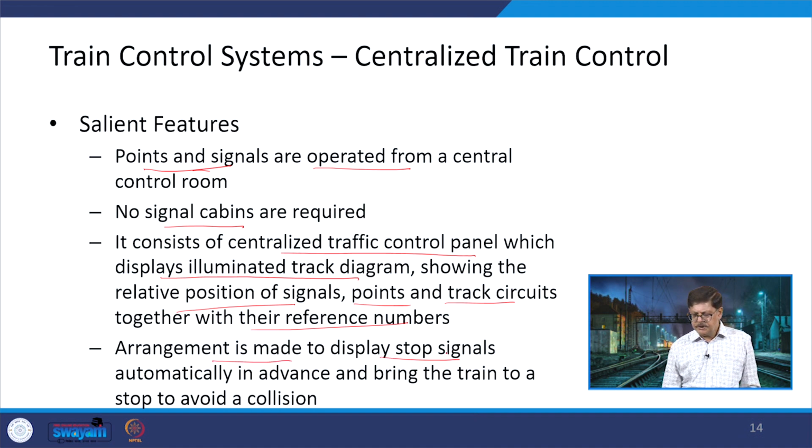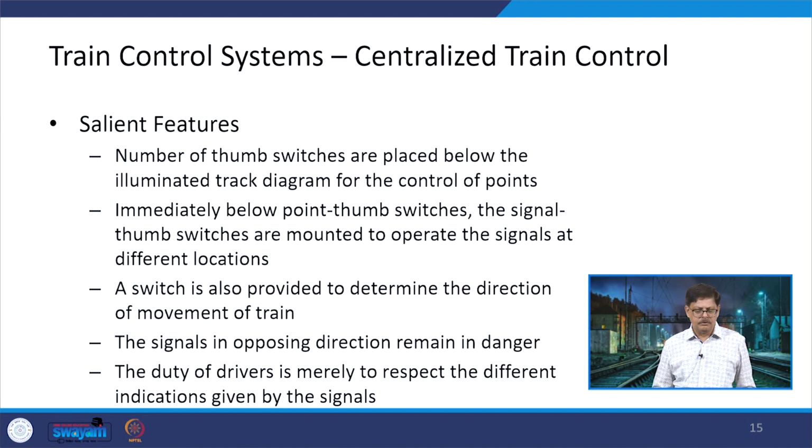So, arrangement is made to display the stop signals automatically in advance and bring the train to stop to avoid a collision. Okay, so of course, this is the main feature of any of the system which has to be there, because we have to ensure the safety of the movement. Then number of thumb switches are placed below the illuminated track diagram for the control of points. In one of the photograph I have shown you the locations of the switches. So, those location of the switches were there with respect to the control of the points as well as with respect to the control of the signals. So, two sets of those switches were available in that photograph.